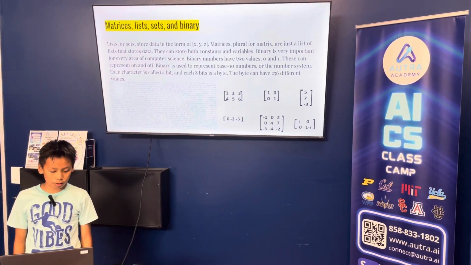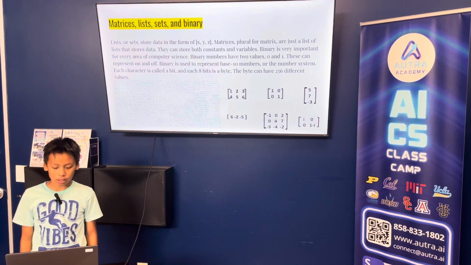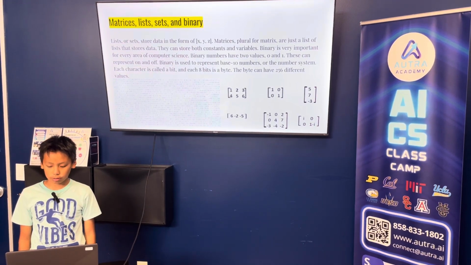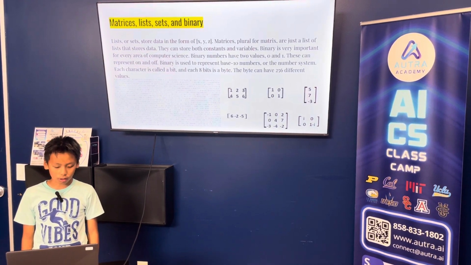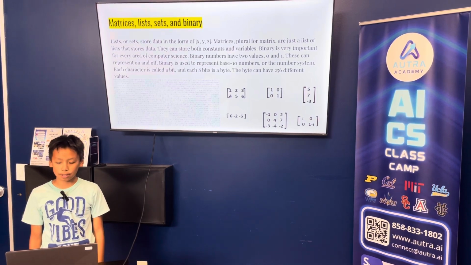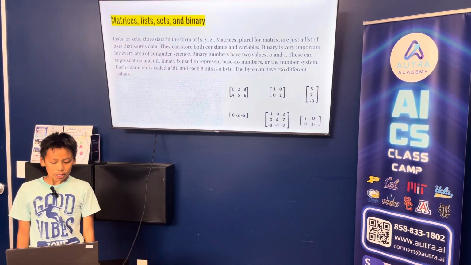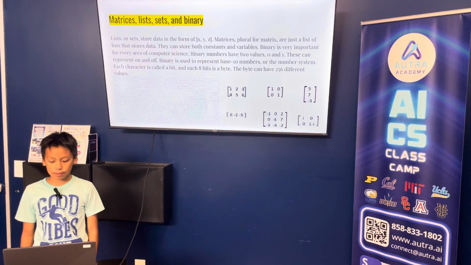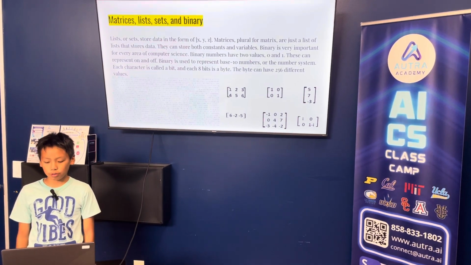Binary is very important for every area of computer science. Binary numbers have 2 values, 0 and 1. These can represent on and off. Binary is used to represent base 10 numbers or the number system. Each character is called a bit, and each 8 bits is a byte. The byte can have 256 different values.